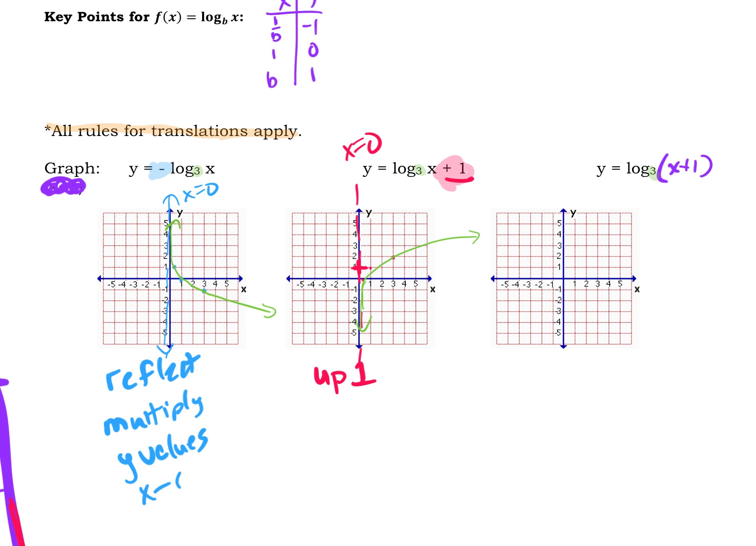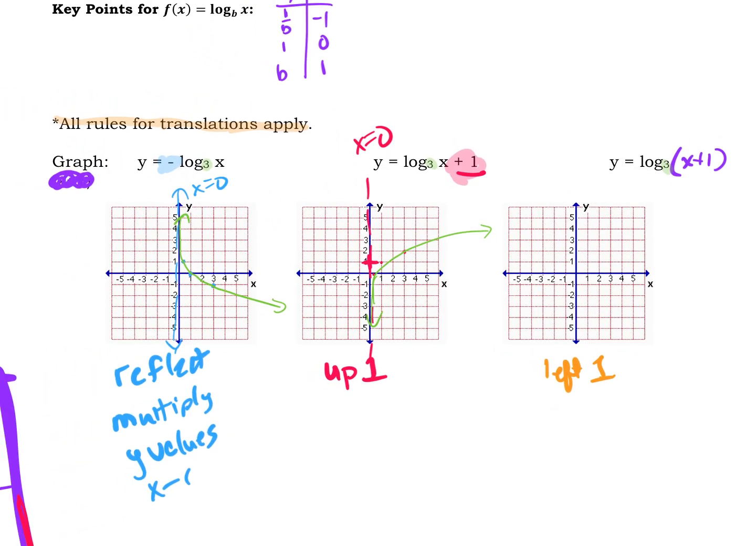What's happening in that last one? Brock, how are we shifting in this last one? Where? I'm sorry? Okay. Wanted to make sure I heard you correctly. Good. Left 1. So what's our new asymptote, Brock? There you go. Good. X is equal to -1.